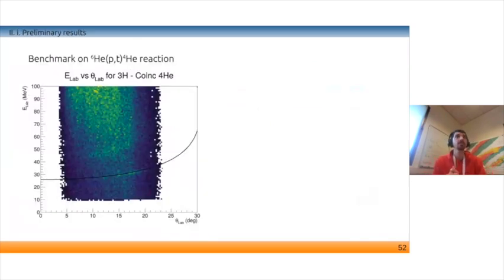And here I benchmarked this setup on another reaction, the helium-6 (p, triton) alpha reaction, where you can see here the kinematic plot with energy in the laboratory and angle in the laboratory, where you can see the kinematic line of a triton in coincidence with an alpha.